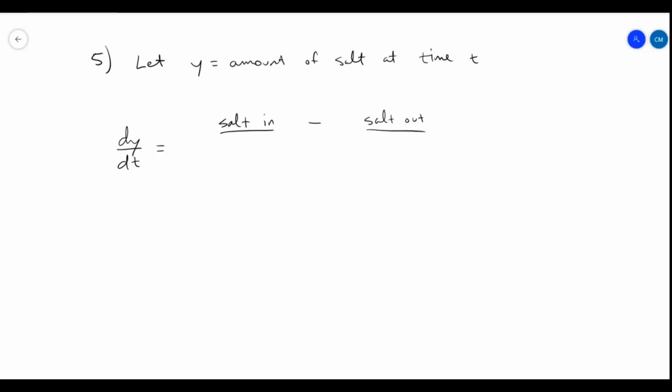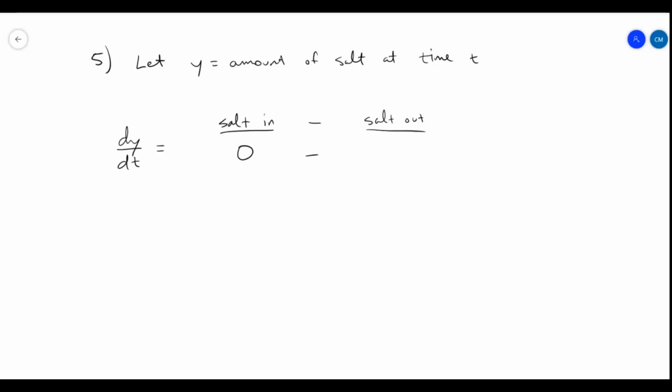So how much salt is going in? Well, it says that we're adding pure water, right? So no salt is going in this case, 0. That's kind of easy. In the second problem, you'll see that's not the case. But here, no salt is going in. How much salt is going out?